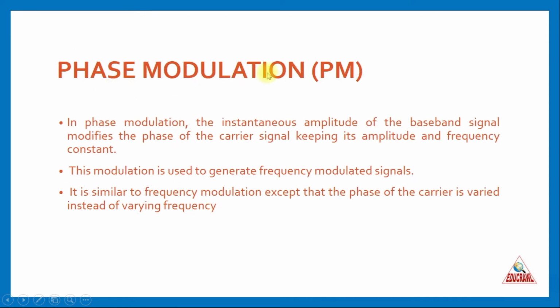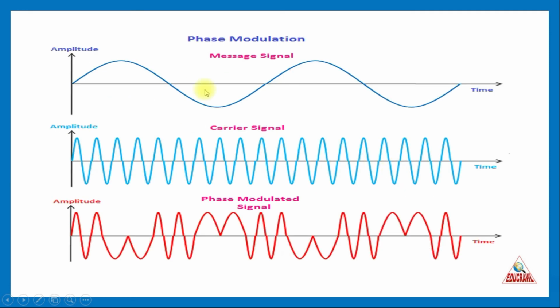The final one is phase modulation, which is generally referred to as PM. In phase modulation, the instantaneous amplitude of the baseband signal modifies the phase, in the sense the angle, of the carrier signal, keeping its amplitude and frequency constant. This modulation is used to generate frequency modulated signals also. It is similar to frequency modulation except the phase of the carrier is varied instead of varying the frequency.